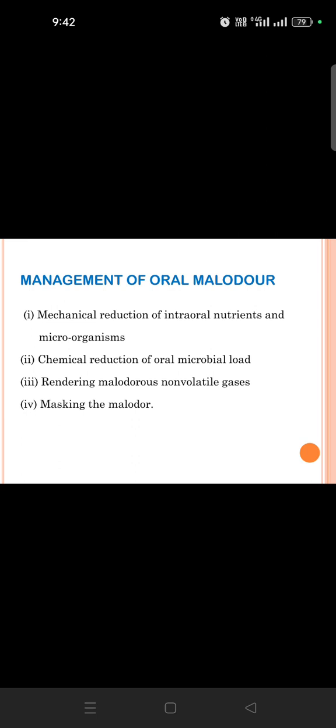So the management of oral malodor: the first is mechanical reduction of the intraoral nutrients and the microorganisms. The second is chemical reduction of the oral microbial load. Third is rendering malodorous gases non-volatile, and masking the malodor.